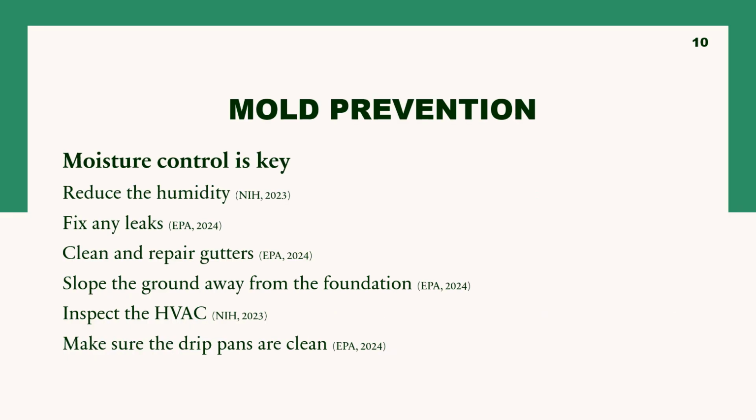The most important point of this presentation is the key to preventing mold is moisture control. If nothing is wet, mold is unlikely to grow. Some suggestions are to fix the humidity in the house, preferably to 30 to 60%. Fix any leaks that may be present, and that could be things obvious like a leaking faucet or something not so obvious like a pipe hidden behind a wall.